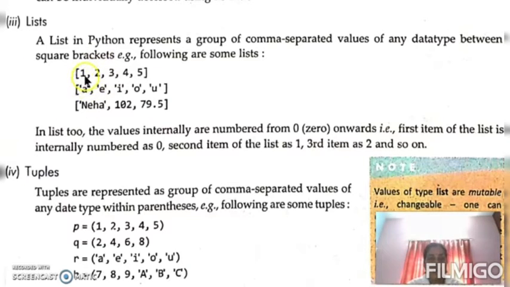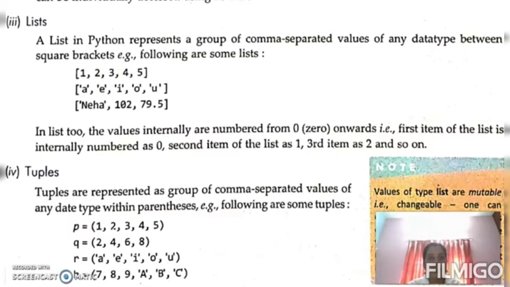So here, if the name of this list is L, then L of 0 is 1, L of 1 is 2, and so on. So in 0th position, 1 is stored. In first position, 2 is stored, and so on. So in a list, values are stored from the 0th position.